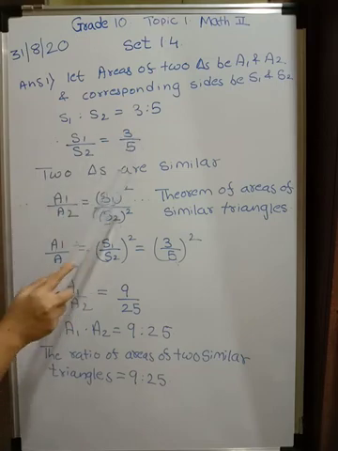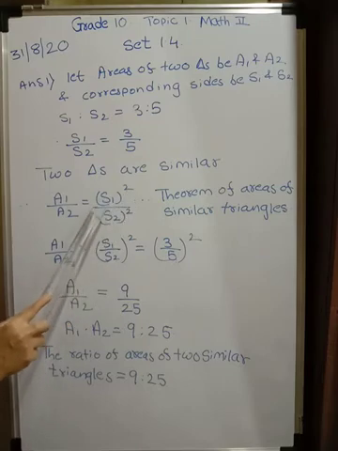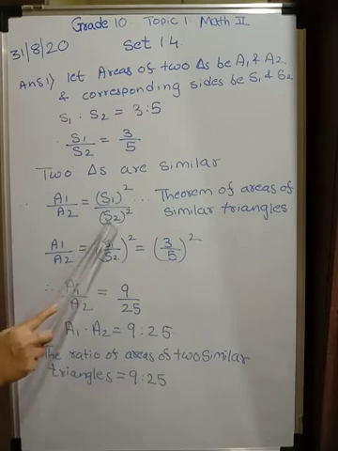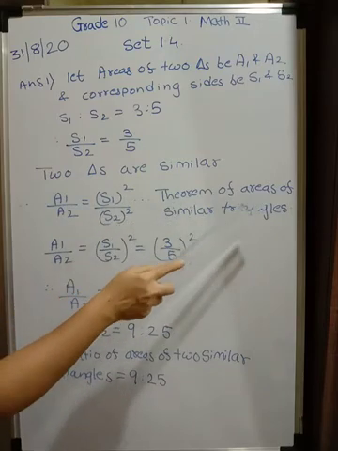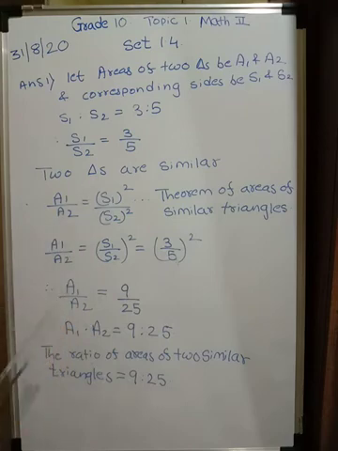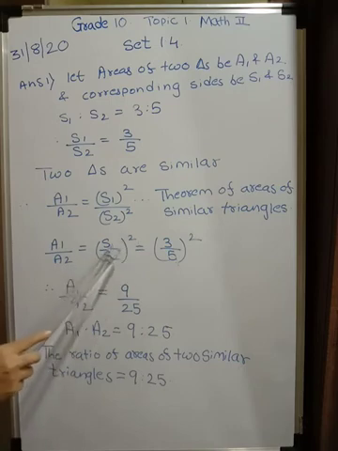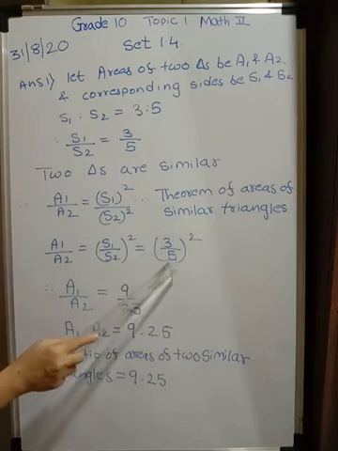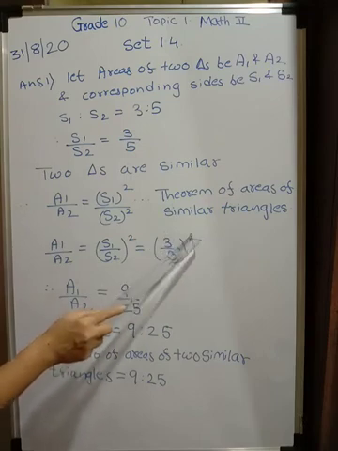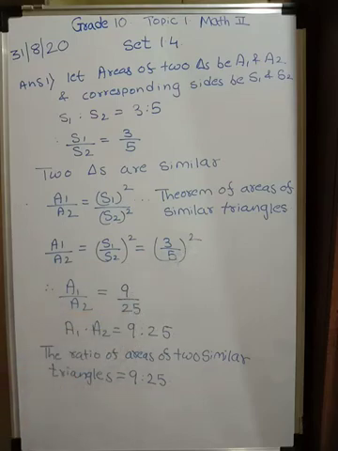Now the two triangles are similar, they are saying. So A1 upon A2 will be the ratio of the squares of their corresponding sides, so S1 square upon S2 square. This is the theorem of areas of similar triangles, which we have seen just now. Now S1 square upon S2 square, together we can write as S1 by S2 the whole square. But what is S1 upon S2? It is 3 upon 5. So I have just substituted over here. So we get 3 upon 5 the whole square. 3 square is 9, 5 square is 25. It is as easy as that.